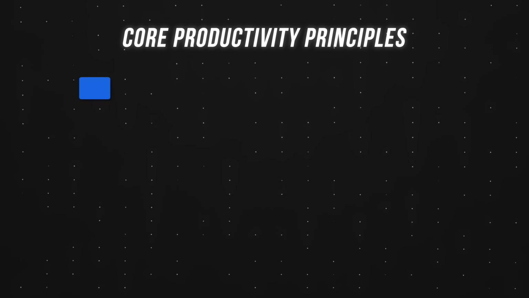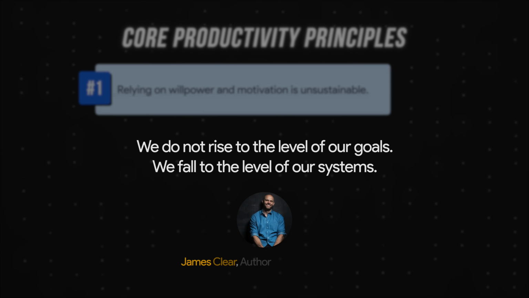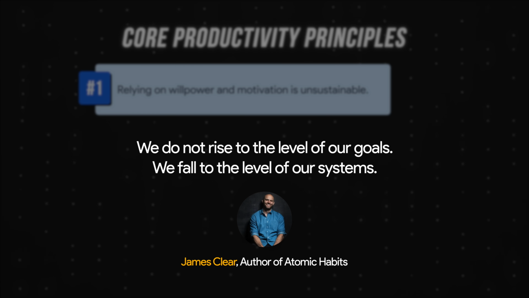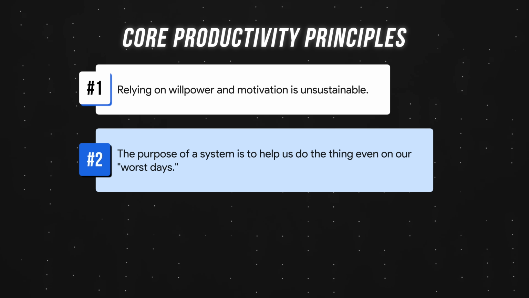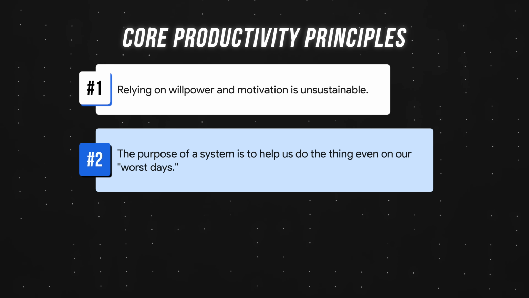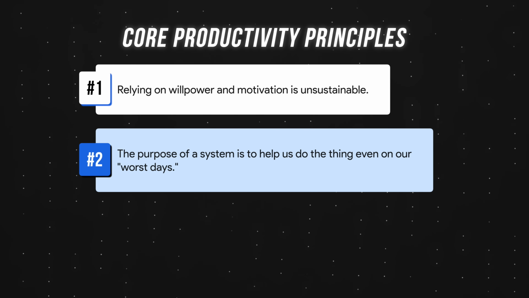First, relying on willpower and motivation is unsustainable. James Clear said it best in Atomic Habits: we do not rise to the level of our goals, we fall to the level of our systems. Second, the purpose of a system is to help us do the thing even on our worst days, when we're tired, unmotivated, and don't feel like doing the thing.